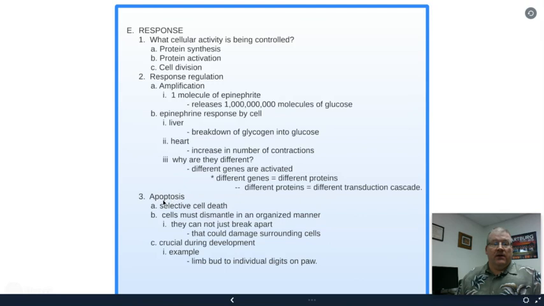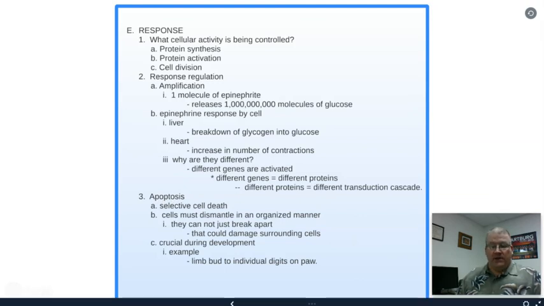Apoptosis, the selective cell death that helps us build a multicellular organism. And this is the final installment of our cell signaling.